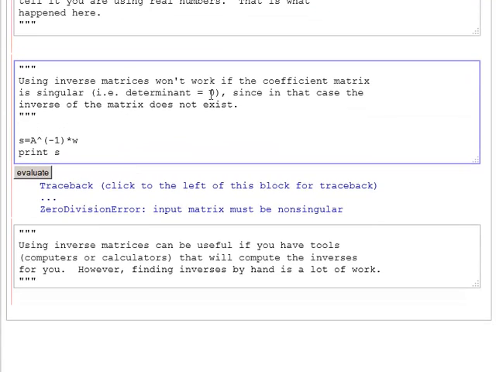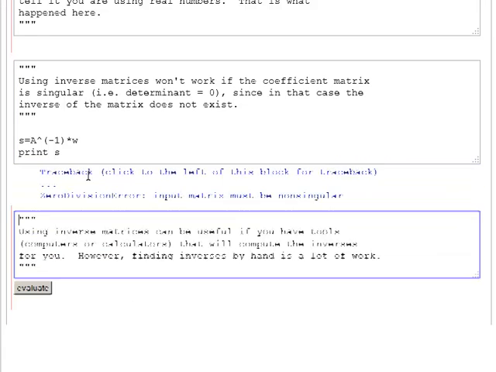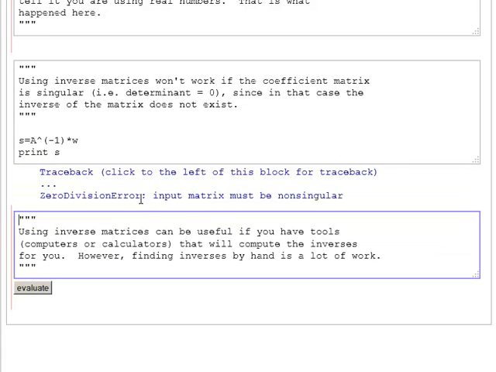Using inverse matrices will not work if the coefficient matrix is singular. We saw that you can't take the inverse for matrix A because it's singular. And if I try to solve the equations with A instead of B in there, it gives me this error message which says you are dividing by 0. So that sort of winds up this little introduction.